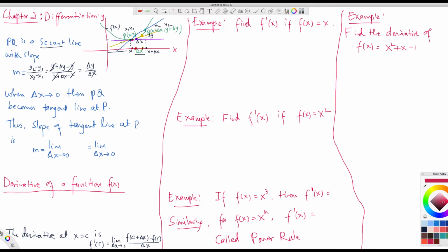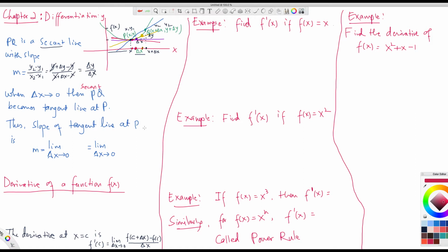Then that secant line basically looks like a tangent line. You see that? The PQ line. So when delta x tends to 0, meaning when you make delta x smaller and smaller, then x and x plus delta x will be almost the same point, right? At that time, the secant line PQ becomes a tangent line at P. You see that? This is the point P.